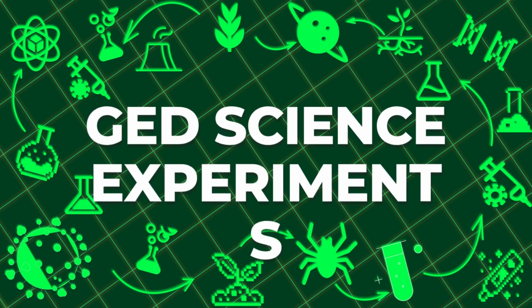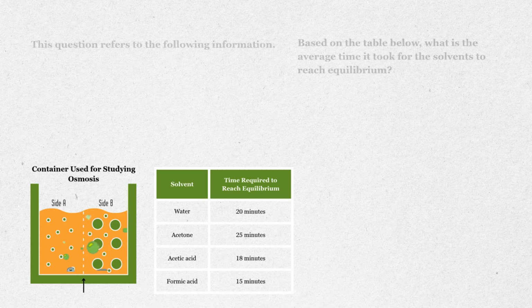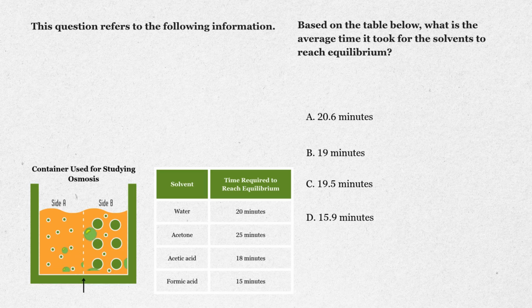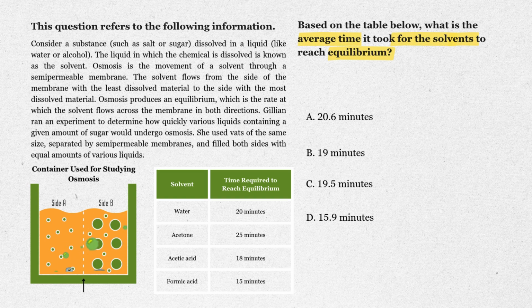In this video, we're going to tackle a common question type on the GED science test: data analysis in experiments. Let's start with the first question. We're asked the average time it took for the solvents to reach equilibrium. Let's check out the experiments.